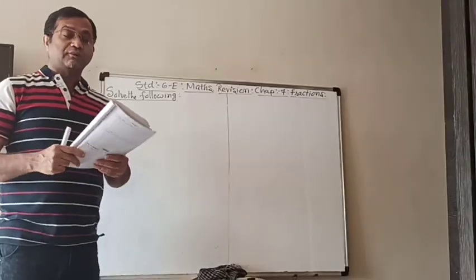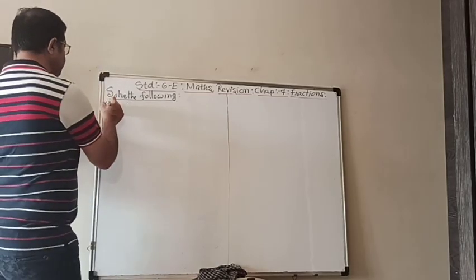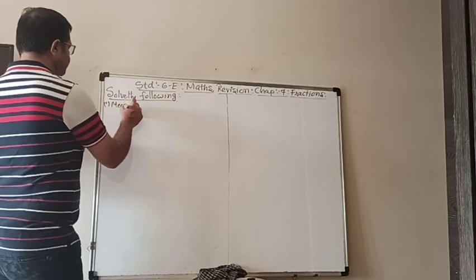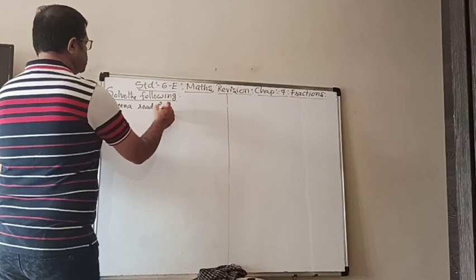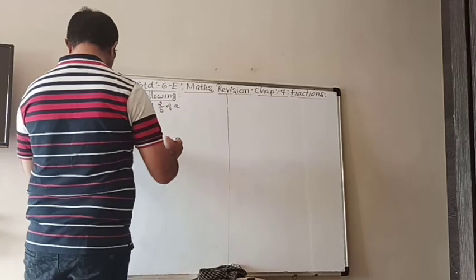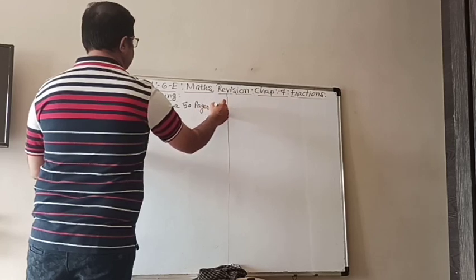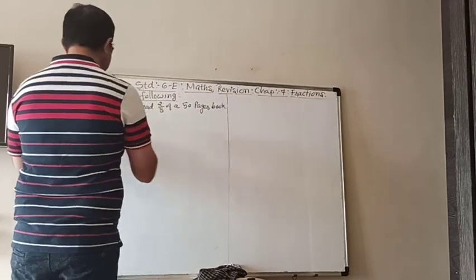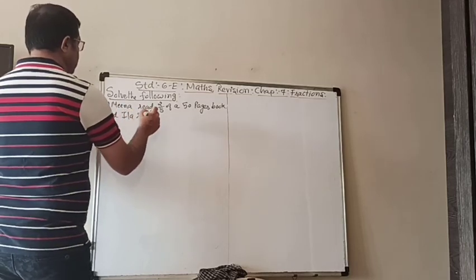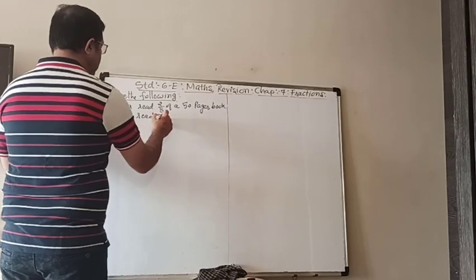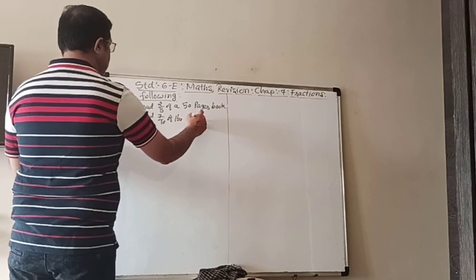Now some word problems. Solve the following. First one. Meena read 2/5 of a 50 pages book, and Ila read 7 upon 10 of the same book.